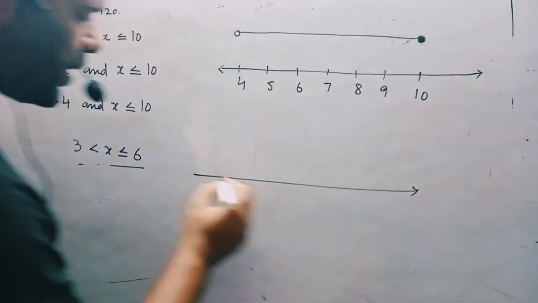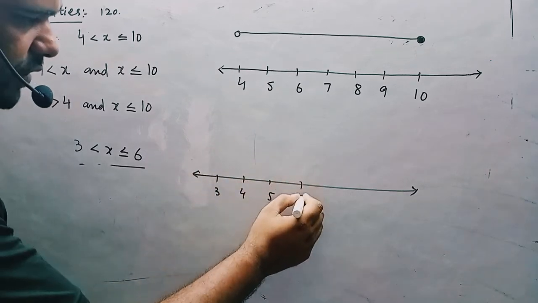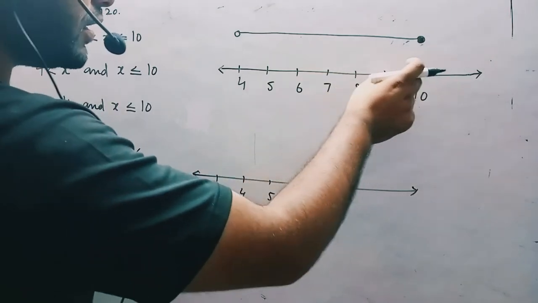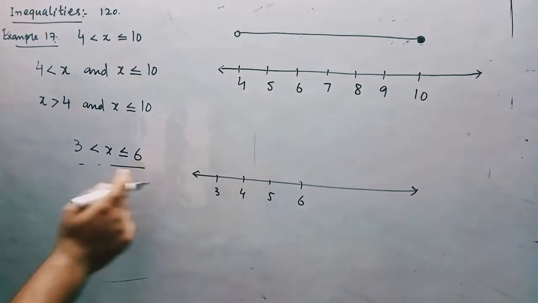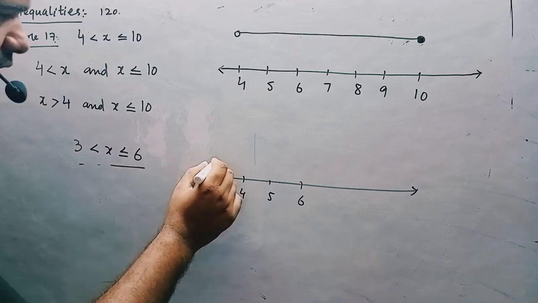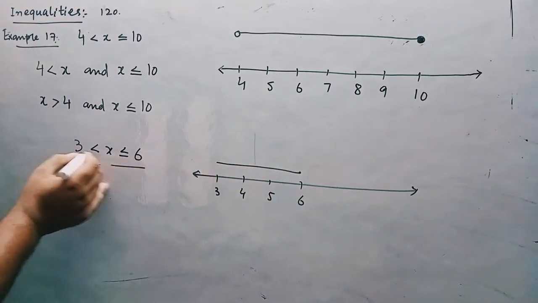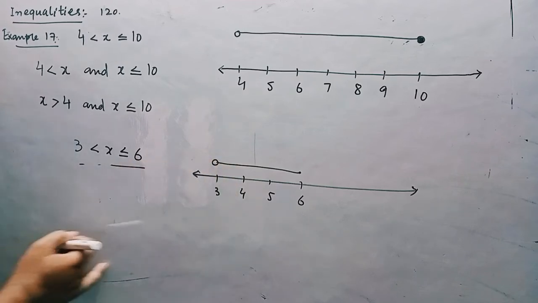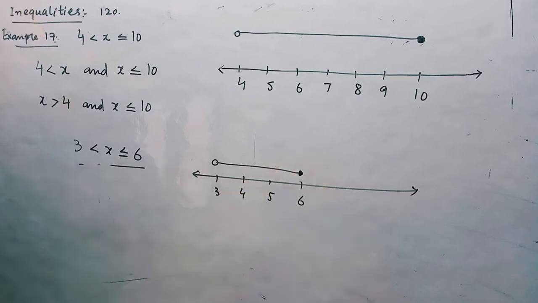I will draw here the line. Then from here 3, 4, 5, 6 and remember there should be equal gap. You should do with the scale. Equal gap रहना चाहिए every interval के बीच में. So x का वैल्यू 3 से 6 तक है. You can see here 3 इसमें include नहीं है. So I will draw here the empty circle. And here 6 इसमें है. So I will draw colored circle.